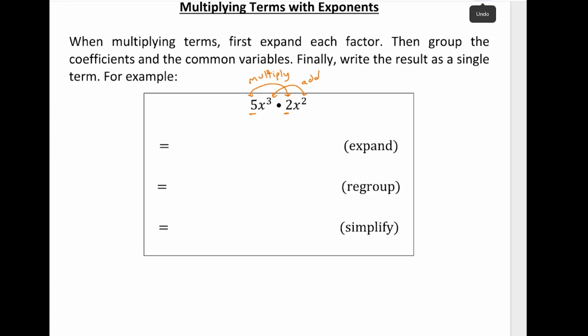If I expand this, I have 5 times x times x times x, right? So 3 x's, times 2 times x times x. Once I regroup it and put the coefficients together, so 5 times 2, and I put the x's together, it's a little easier to see why we're multiplying the coefficients. 5 times 2 is 10, and adding the exponents. Because the exponents represent how many times you're multiplying the x's. So here I'm multiplying the x 3 times, and then an extra 2 times. Meaning we're multiplying x a total of 5 times.